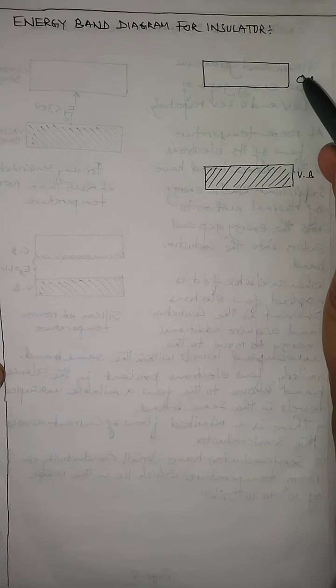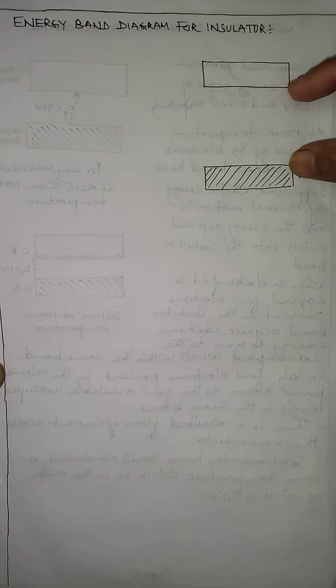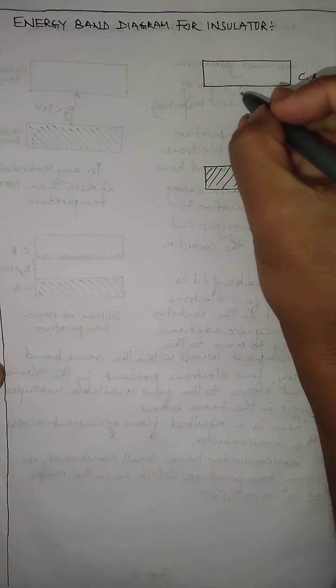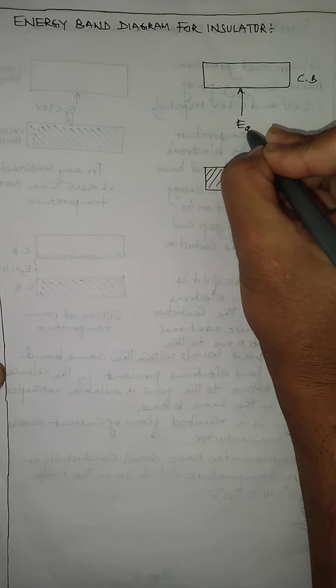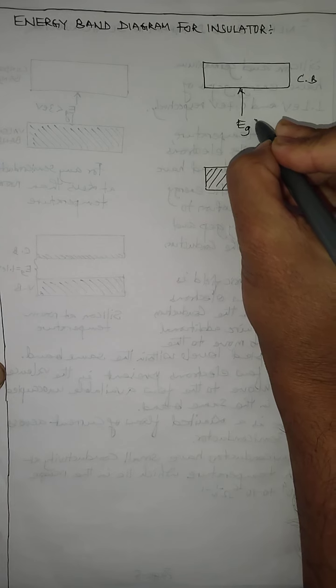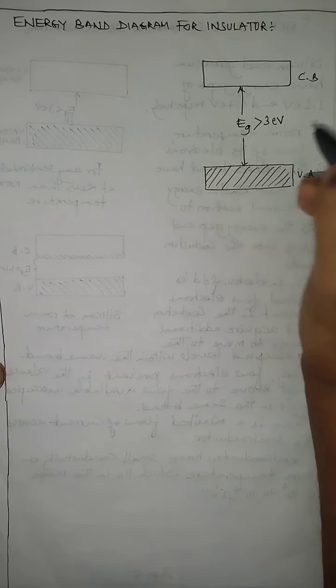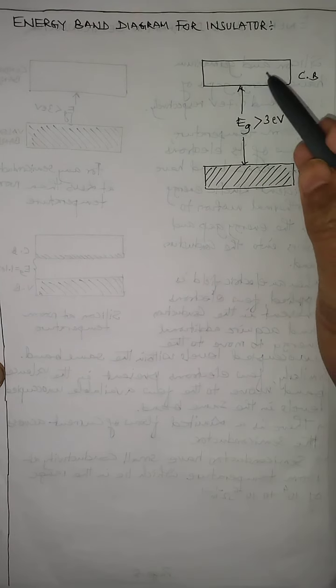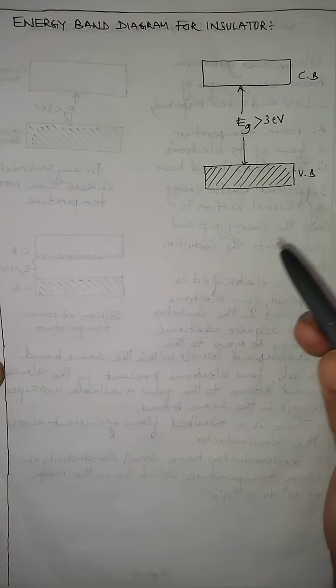Now there is a conduction band and a valence band, but in case of an insulator, there is a large energy gap between the conduction band and valence band. Basically, the energy gap between the conduction band and valence band will be greater than 3 electron volts. So if the energy gap is greater than 3 electron volts, that material is simply called an insulator.